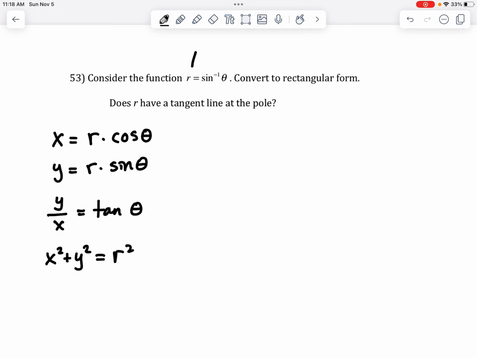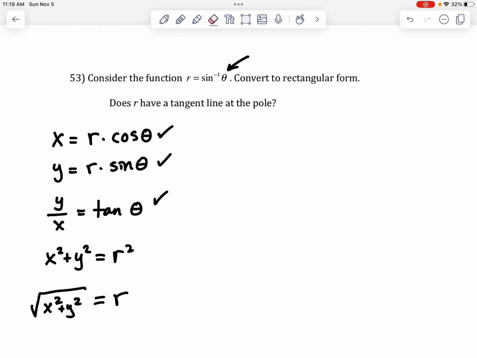And that last equation will help us because we could solve for r. So r is the square root of x squared plus y squared. So that tells me that on the left side, I can put that square root of x squared plus y squared. But what about the right side? What about sine inverse? Well, you could take any one of the functions that has theta, and you could solve for the theta, and whatever the theta equals, substitute it into the function.